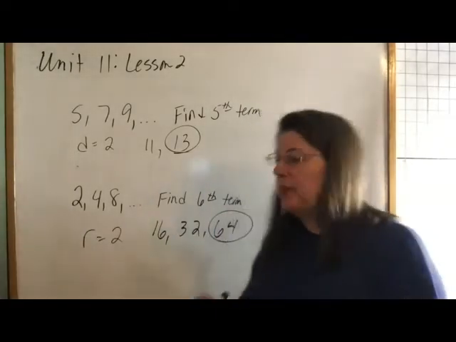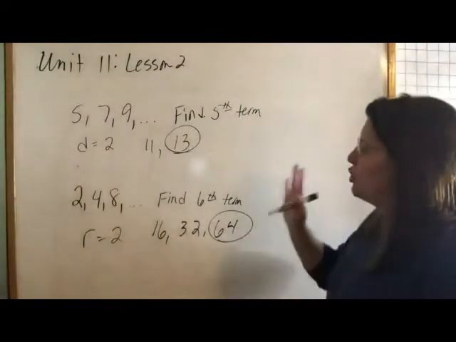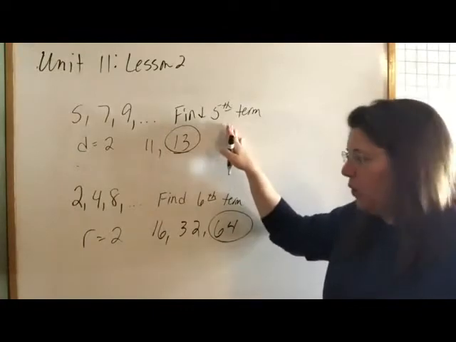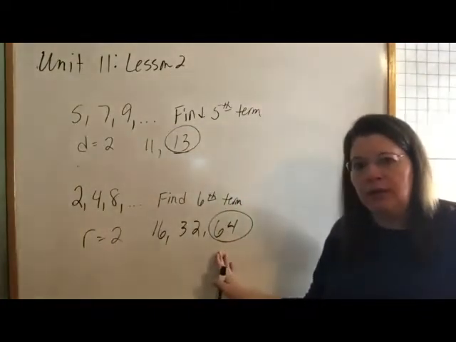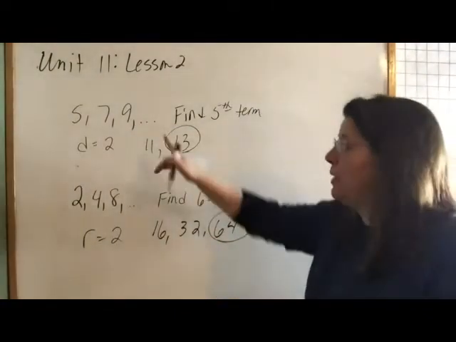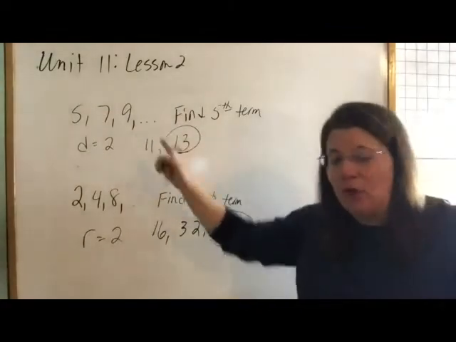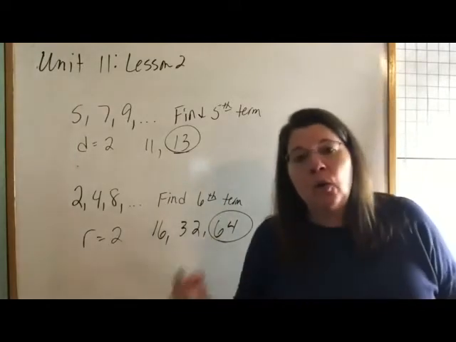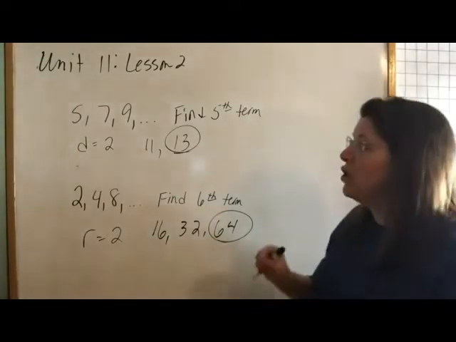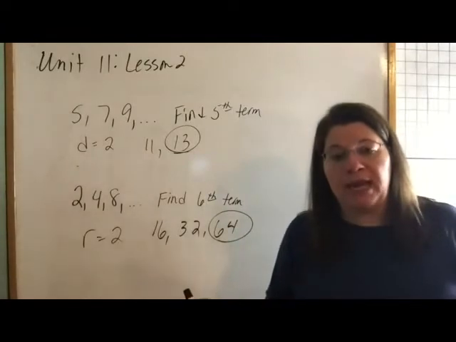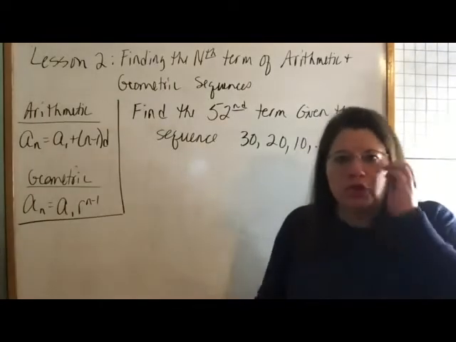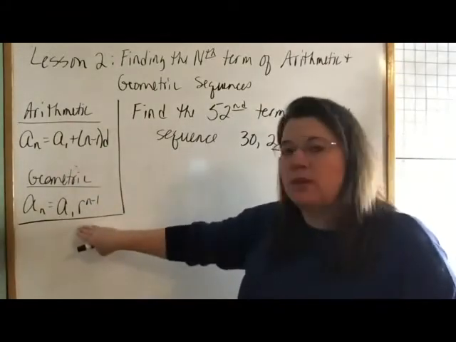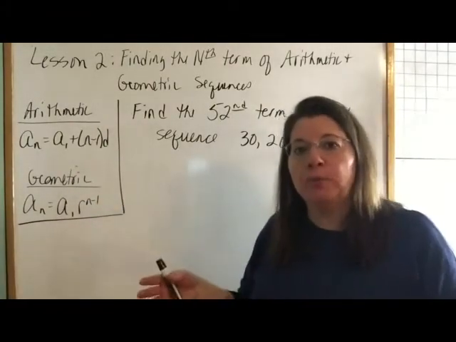But what if they ask us to find something like the 80th term here, or something like the 25th term here? I don't know about you, but I don't want to have to do this 100 times or have to do this 28 times. There's got to be a better way. And in order to do that better way, we have to know about the formulas for arithmetic and geometric sequences. In lesson 2, we are using the formulas for arithmetic and geometric sequences to find a specific term number.